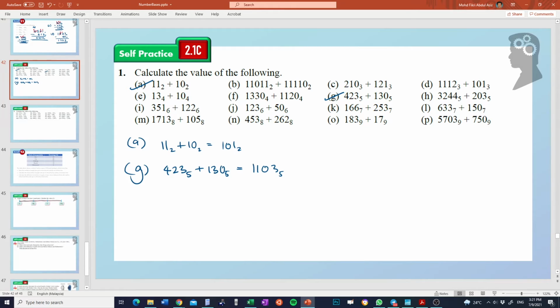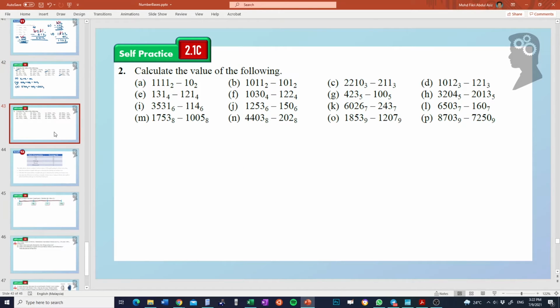Let's do P. 5703 base 9 plus 750 base 9. 6553 base 9 ke cikgu? Saya dapat sama dengan Yaya. 6553 base 9. Aimi? Dapat sama. Alright, good. Okay, settle yang ni. Okay, yang lain tu A, G dan P dah siap. Yang lain tu buat di rumah. Nanti saya hantar.